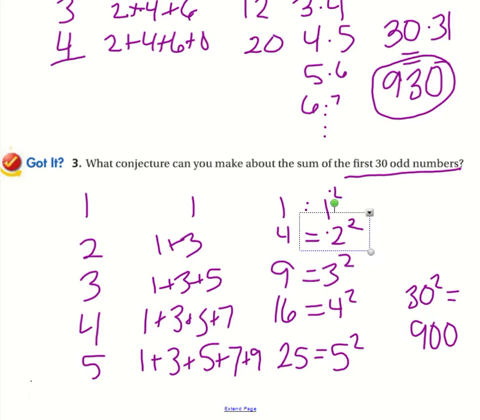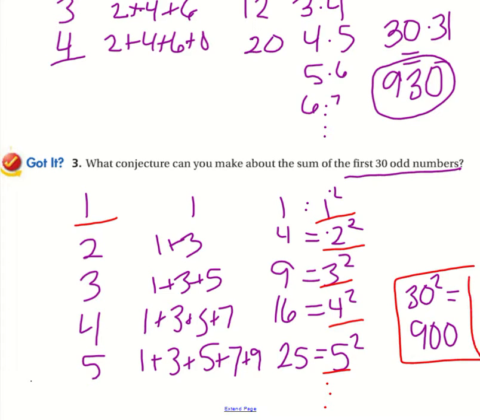Alright, and so now you can kind of see my patterns. I noticed that each time the sum was the number term squared. So the first one was 1 squared, 2 squared, 3 squared, 4 squared, 5 squared. So if we continue this pattern on down, we're going to get the sum of the first 30 odd numbers to be 30 squared, which is 900.